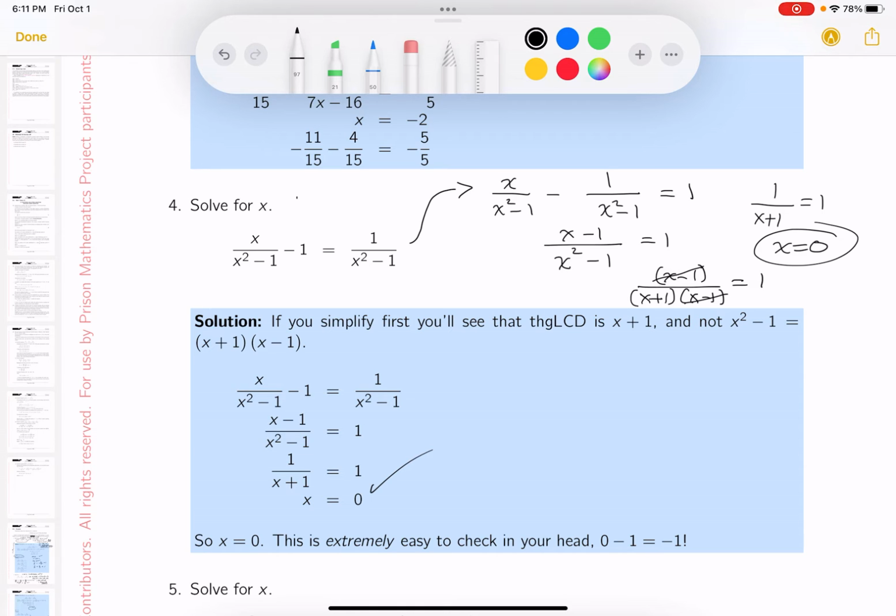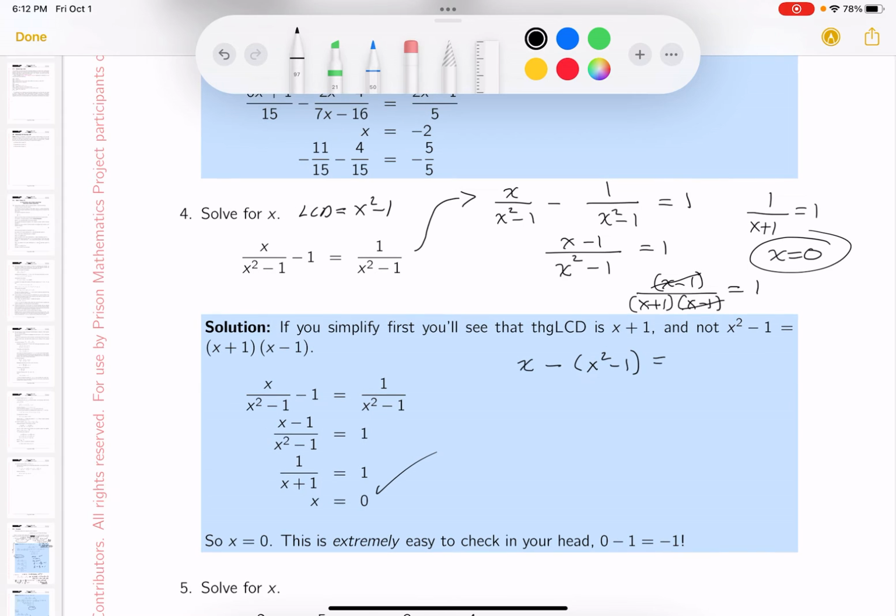They would write the LCD down, which is x squared minus 1. They would multiply both sides by x squared minus 1. And what would they get? They would get x minus (x squared minus 1), it's actually 1 times that, equals 1. Then what do they get? They get x minus x squared plus 1 equals 1.